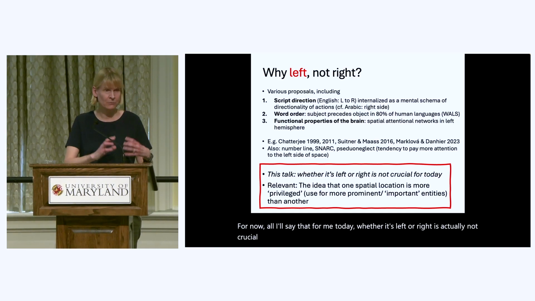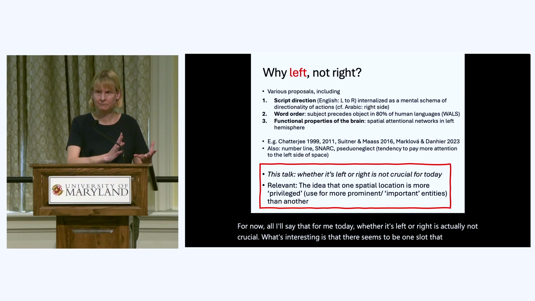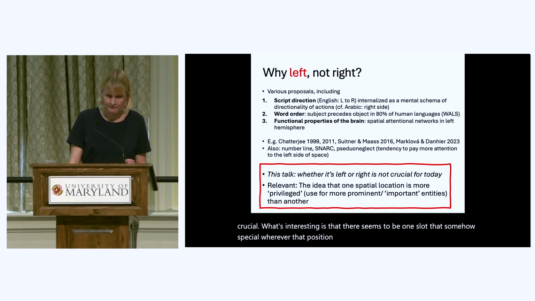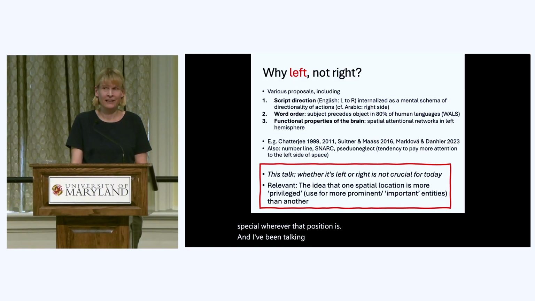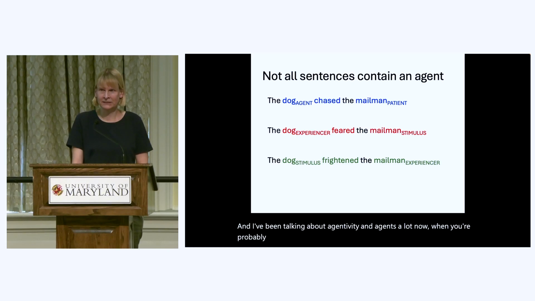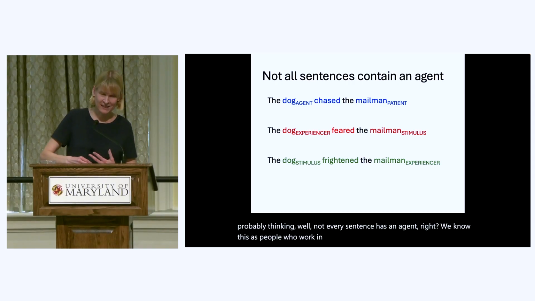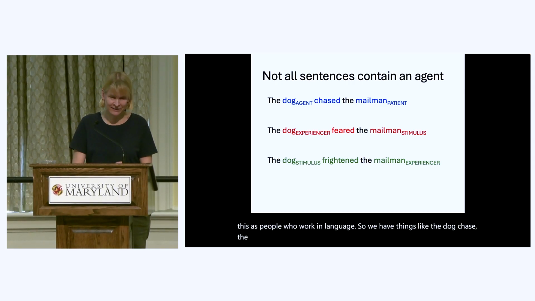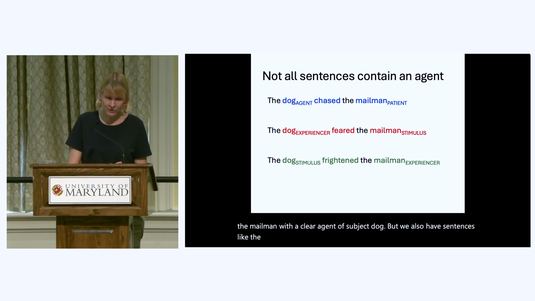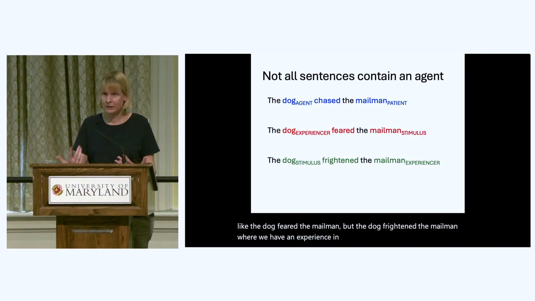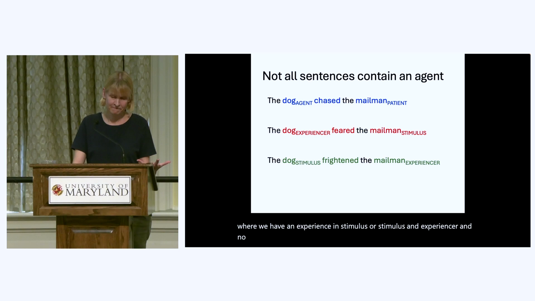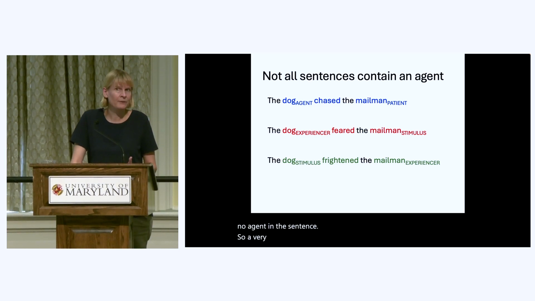What's interesting is that there seems to be one slot that's somehow special, wherever that position is. And I've been talking about agentivity and agents a lot. Now, you're probably thinking, well, not every sentence has an agent, right? We know this as people who work on language. So we have things like the dog chased the mailman with a clear agentive subject, dog, but we also have sentences like the dog feared the mailman or the dog frightened the mailman, where we have an experiencer and a stimulus, or stimulus and experiencer, and no agent in the sentence. So a very simple question is what happens here?